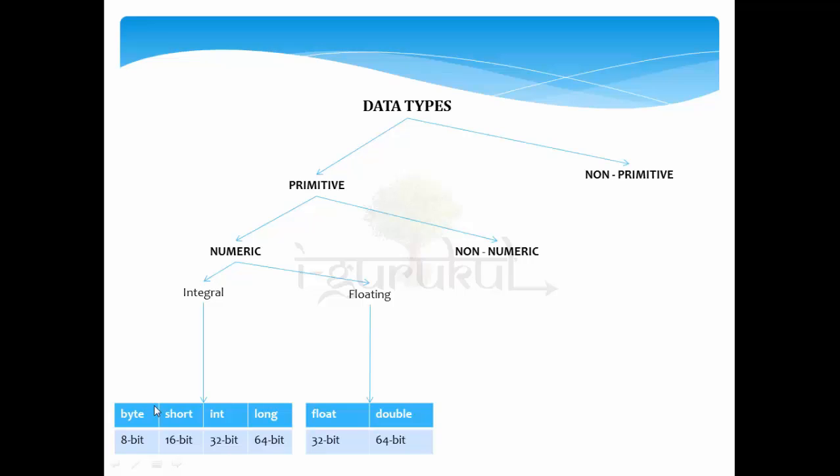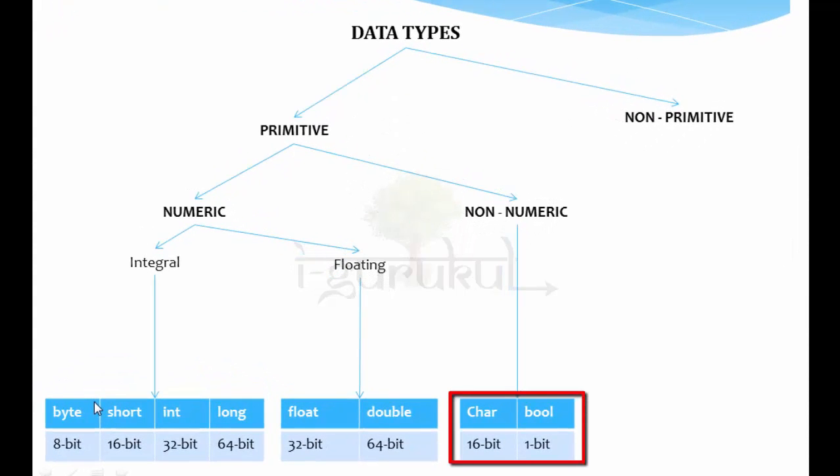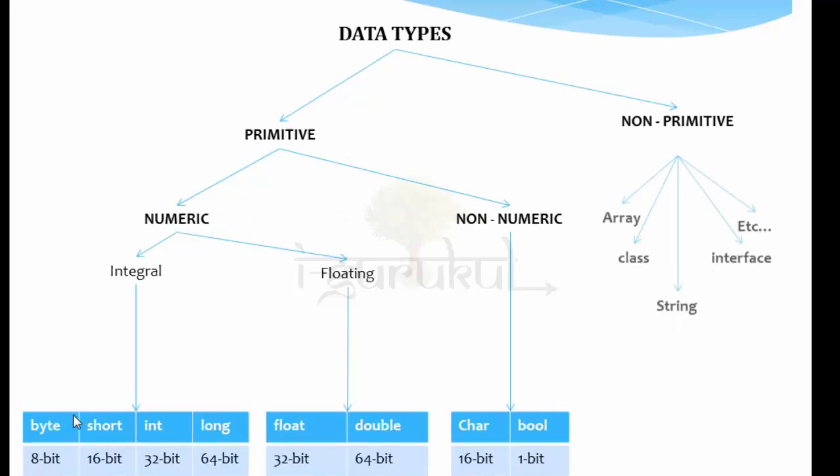So our other category is non-numeric. Non-numeric contains character and boolean. Character means it contains a character value, that is A, B, C, D, a single character. And boolean means it may contain a 0 or a 1, that is a true or a false value. That's it.